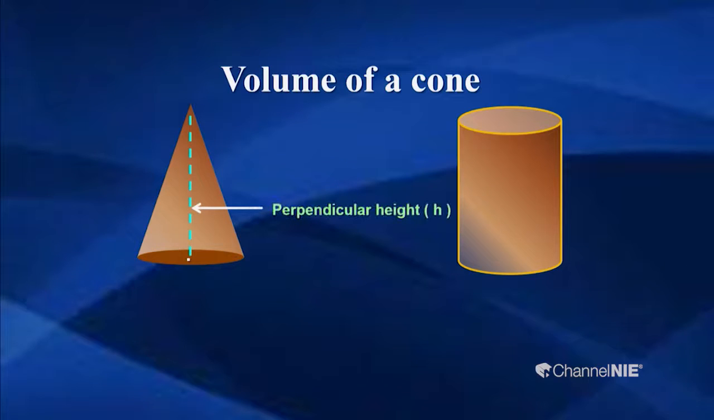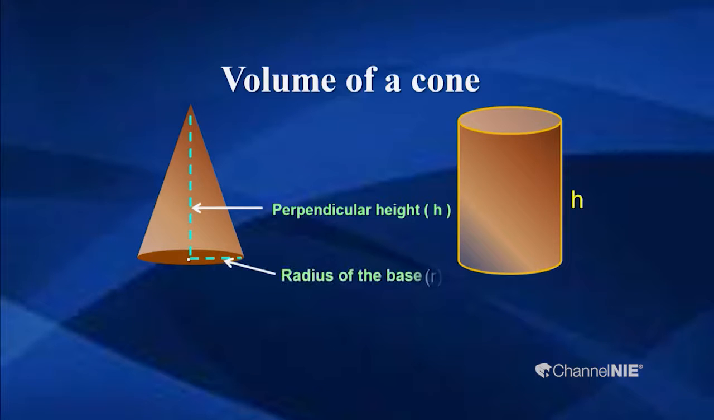They are the perpendicular height, the line drawn from the center of the base, that is the circular part, to the vertex of this cone, and the height of the cylinder. Here also the same, the cylinder is a uniform object. Therefore, if you place that cone inside the cylinder, the perpendicular height of the cone and the height of the cylinder are both the same.